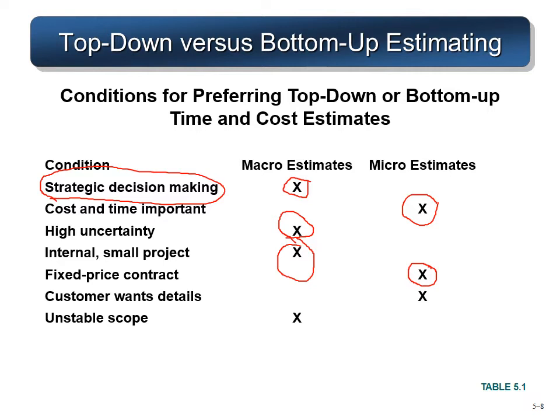Customer wants details. Say the client to whom the project estimation is being submitted wants a detailed estimate. So in that case, a micro estimation would be required. But if the scope is uncertain, you really don't know what would be the extent of the project. In that case, you cannot go to that micro estimate. You have to be satisfied with a macro estimate.